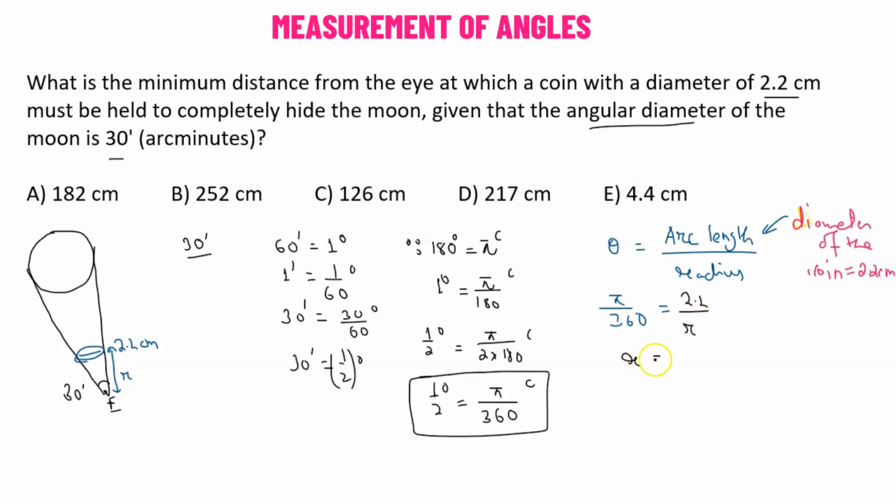So solving for r, we have 2.2 multiplied by 360 divided by pi. This gives us a value in centimeters, so we have 252.101 centimeter. The closest we can see here corresponds to option number B. So that means the coin must be placed 252 centimeter in front of the eye such that it completely covers the moon.